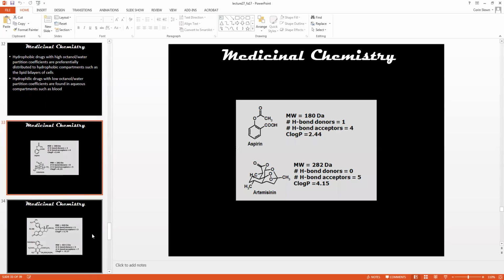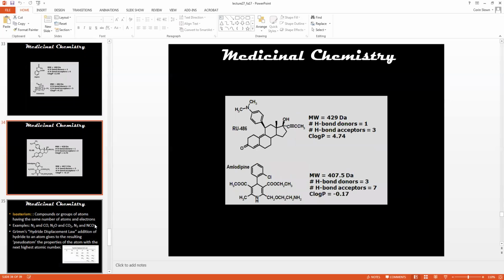Here's aspirin. It has a molecular weight of 180 Daltons. It has 1 hydrogen bond donor. Can you identify it? It has 4 hydrogen bond acceptors. Can you identify those? It has a C log P, or the octanol-water partition coefficient, of 2.44. Here's another example. Artemisinin has a molecular weight of 282 Daltons. It has no hydrogen bond donors. It has 5 hydrogen bond acceptors, and it has a C log P of 4.15.